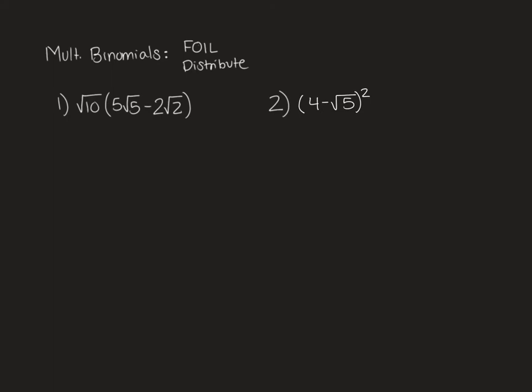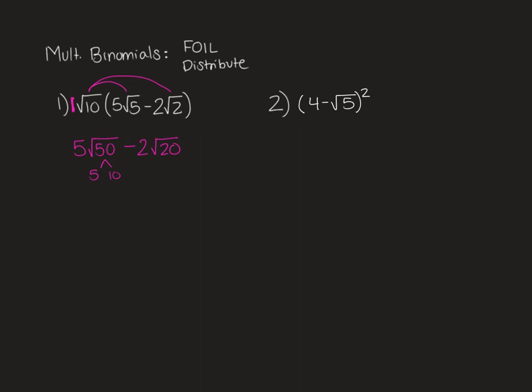Now, we can also multiply binomials. This would require us to either FOIL or distribute. In number 1, we have the square root of 10 times 5 square root of 5 minus 2 square root of 2. So we can distribute the square root of 10. The coefficients on the outside get multiplied, so there's an invisible 1 here. So 1 times 5 is 5. Square root of 10 times the square root of 5 is the square root of 50 minus 2 square root of 20. Now we simplify.